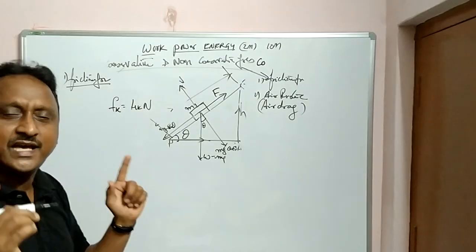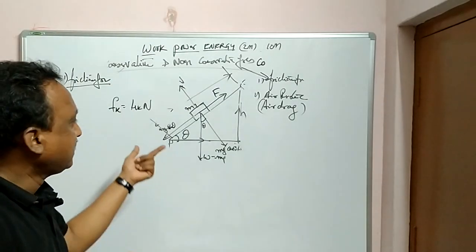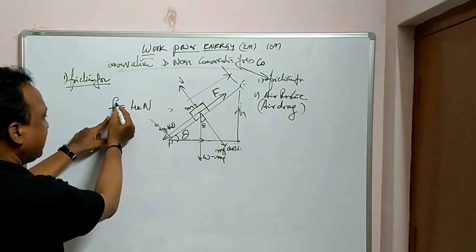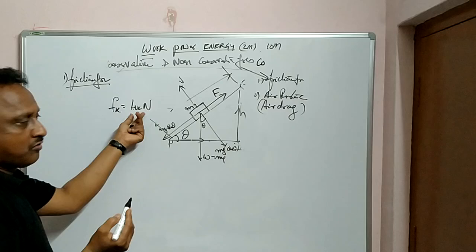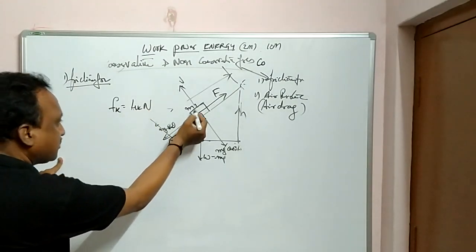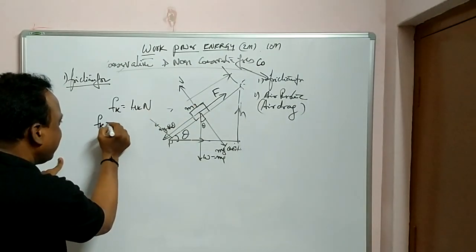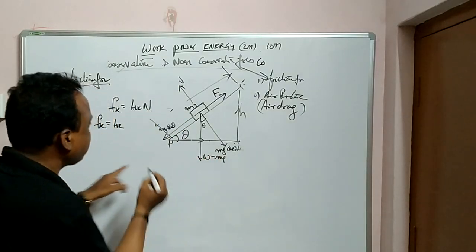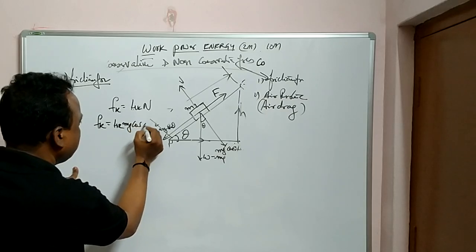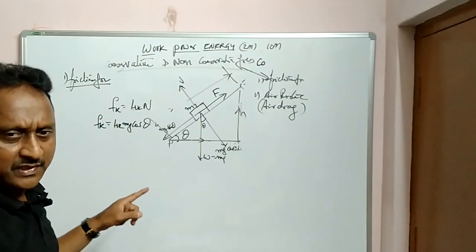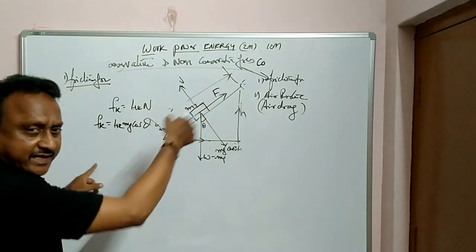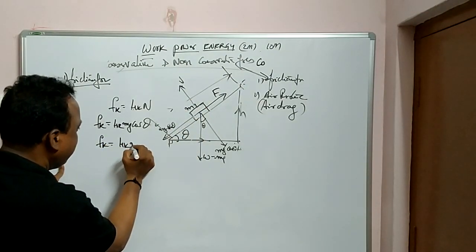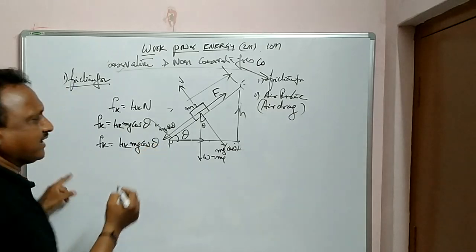Friction is always an opposing force. It acts against the relative motion of the two bodies. So here, how much friction acts on this body? Fk is equal to mu k into N, where mu k is the coefficient of kinetic friction and N is the normal force. What is the normal force? It is mg cos theta here. Clear? So finally the frictional force acting in the downward direction is Fk equals mu k into mg cos theta.